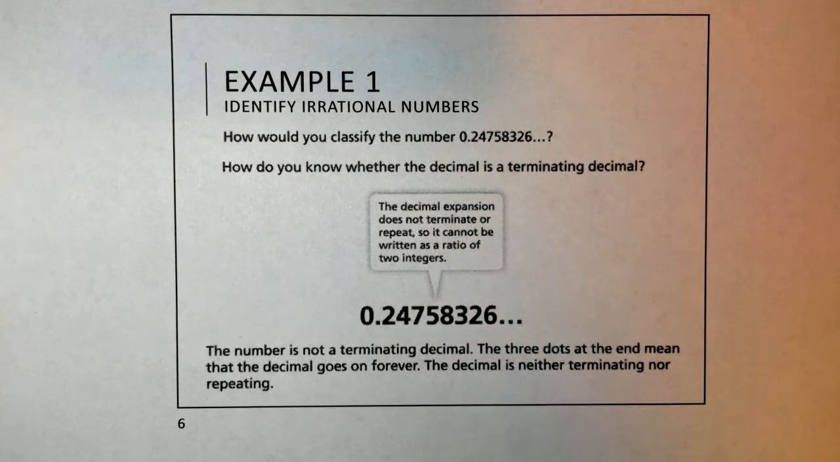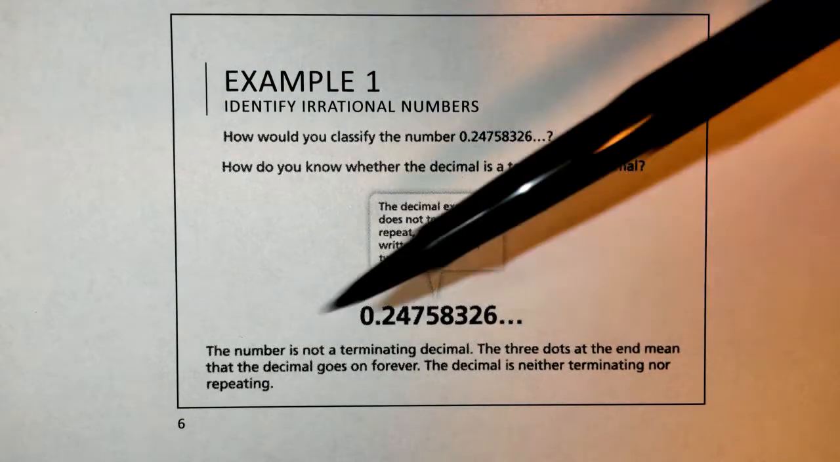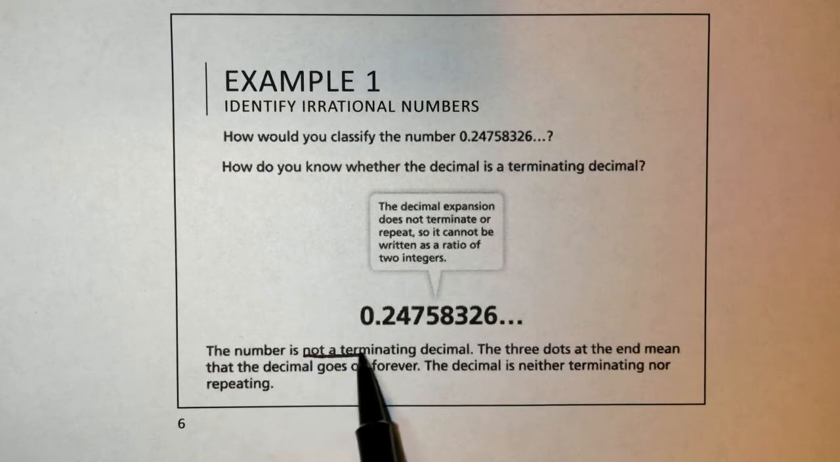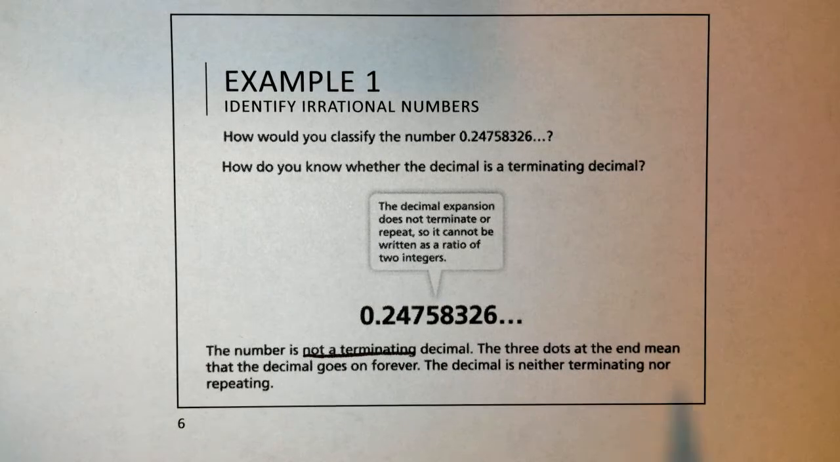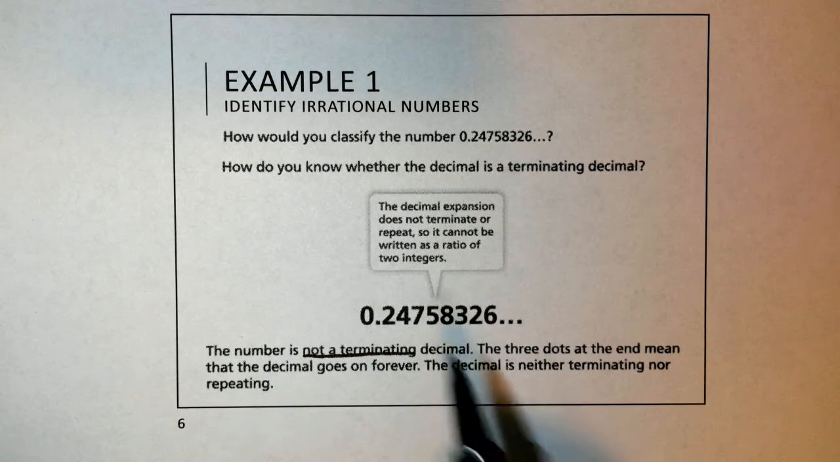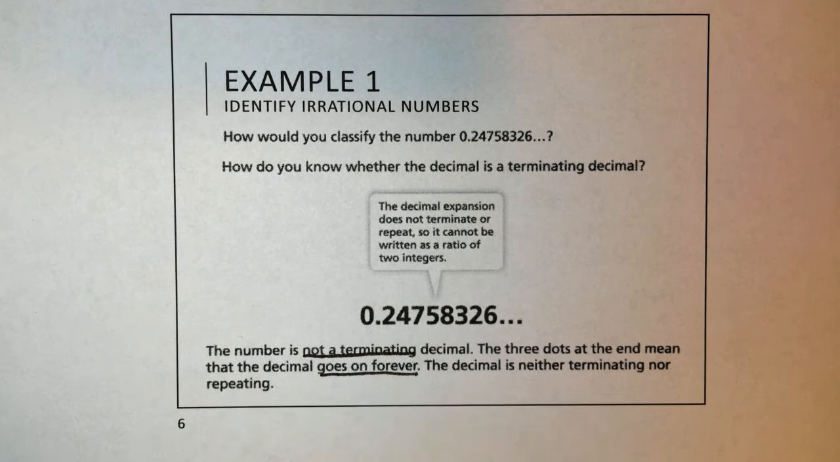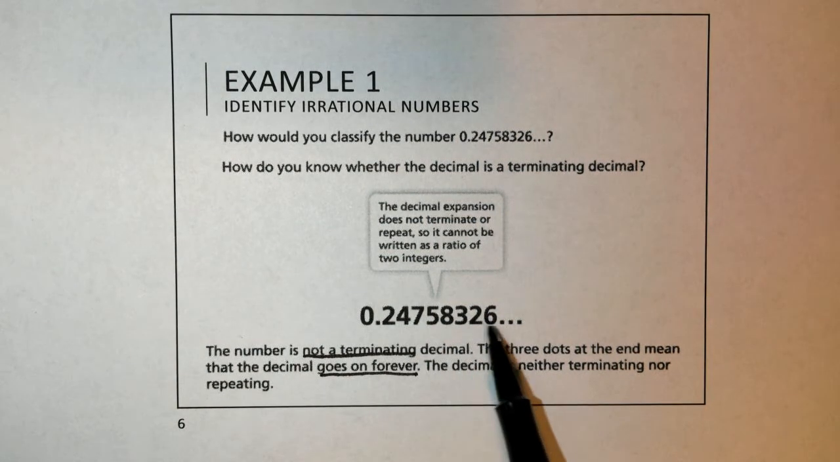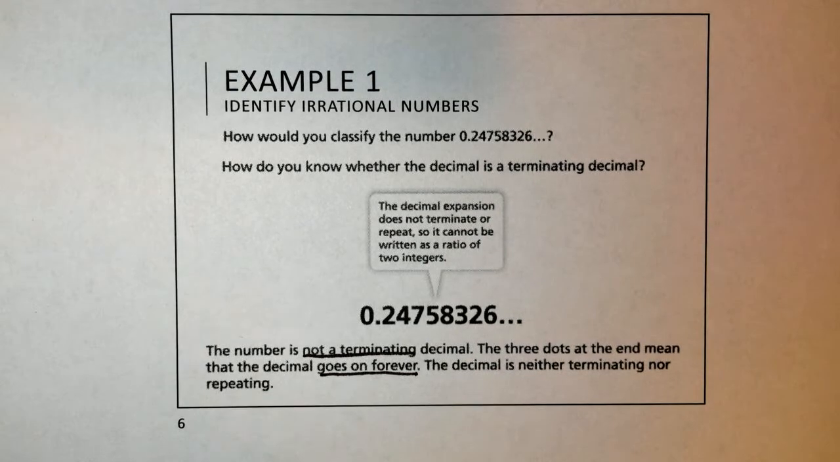That means it keeps on going. So this number is not terminating. Okay, so it's not a terminating decimal. The three dots at the end means that the decimal goes on forever. Now, you should notice, though, that there isn't a pattern going on. I just have numbers 2, 4, 7, 5, 8, 3, 2, 6. Nothing's repeating, so I can't say that there's a pattern going on here.